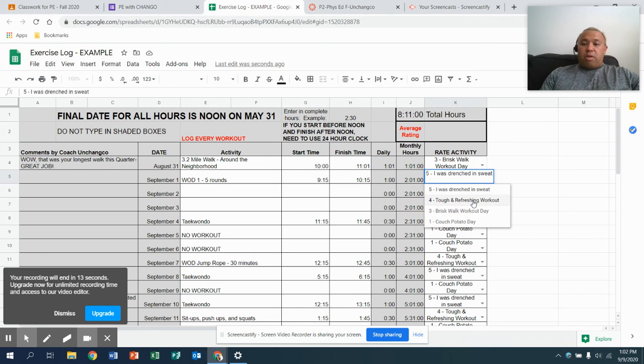The other options, remember, are a 4, and that's if you have some sweat after a workout, and a 3 if you did your workout but didn't sweat at all. So that's how you fill out your exercise log.